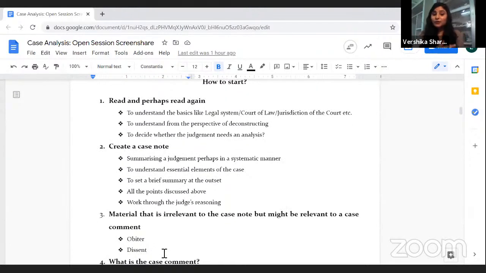Now, the third thing is to decide whether a judgment needs to be analyzed. Not every judgment has to be analyzed. So you have to understand whether there is even a scope for analysis. Like if it is a judgment which is so clear that there is absolutely no point of further discussion. Everything that's required to be discussed has been discussed and laid to rest. Then what's the point of you discussing?